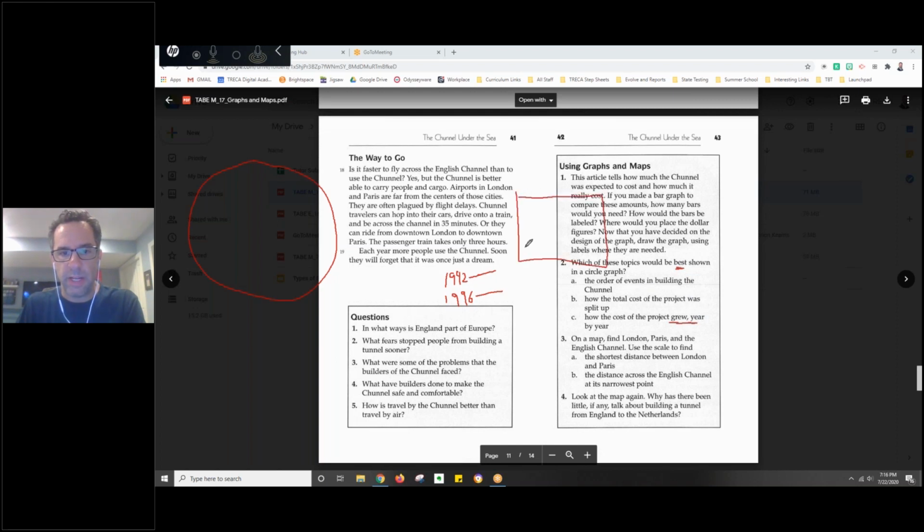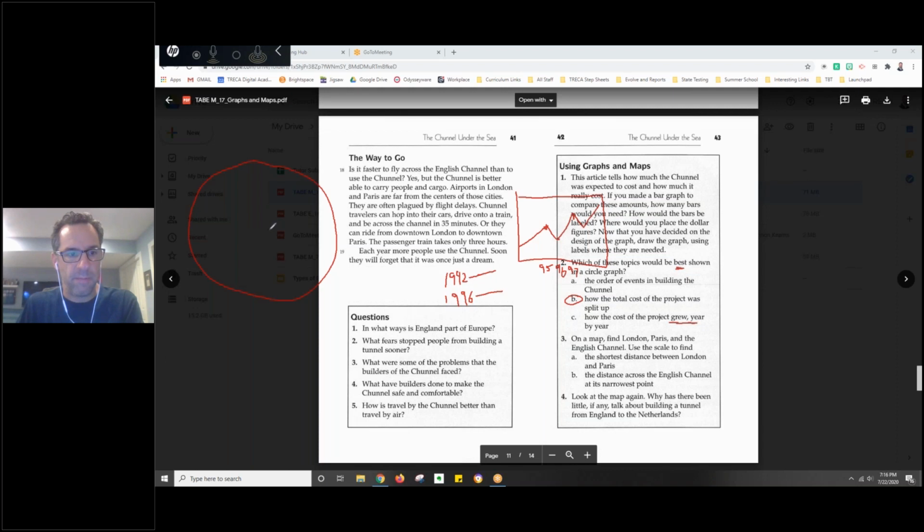We've seen like the line graph would be like this. So this would be the year, like 95, 1996, 1997. This would be good for a line graph like this. So I'm saying it's going to be B, how the total cost of the project was split up.